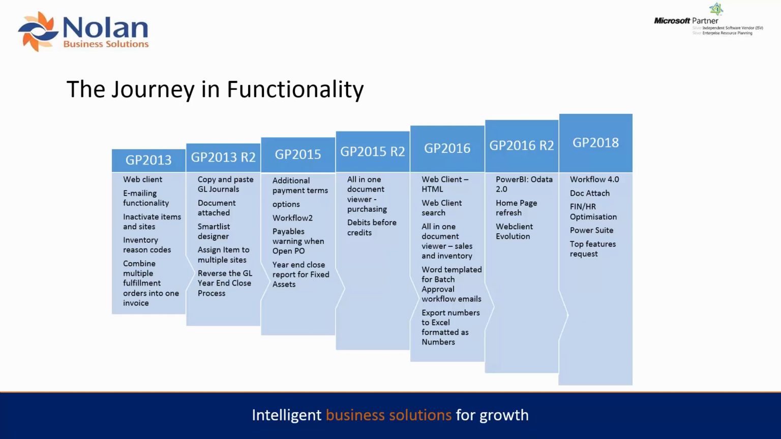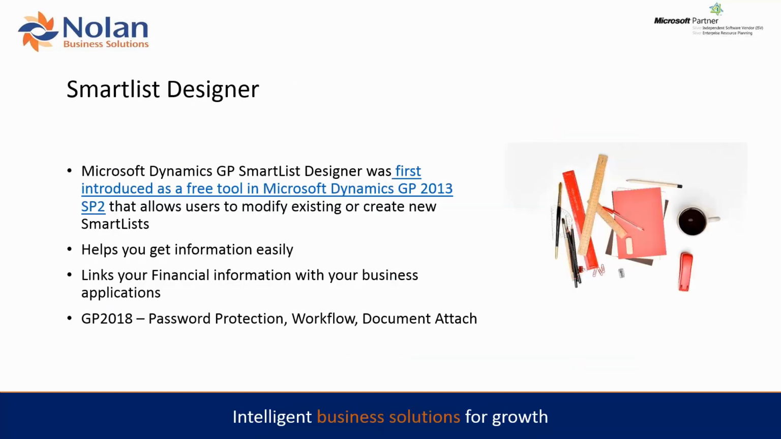So let's go and have a look at some of the functionality that's been brought out through these versions, and we'll go into the product and we'll actually play with it. So the first one I want to have a look at is SmartList Designer. SmartList Designer was introduced as a free tool in Dynamics GP 2013. It helps you get information easier.